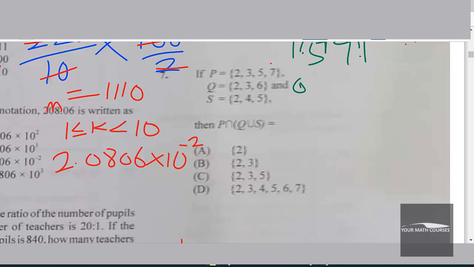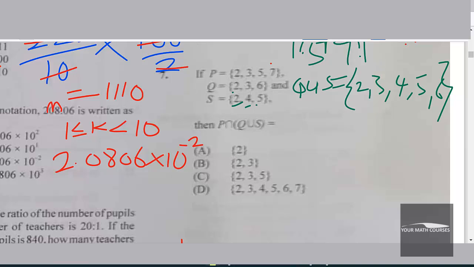Q union S will be elements in both Q and S, with no repetition. So 2, we pick one of them. So elements in Q or S or both. So 2, then we have to pick 3 because 3 is in Q. You have to pick 4. Then we have to pick 5. Then we have to pick 6.